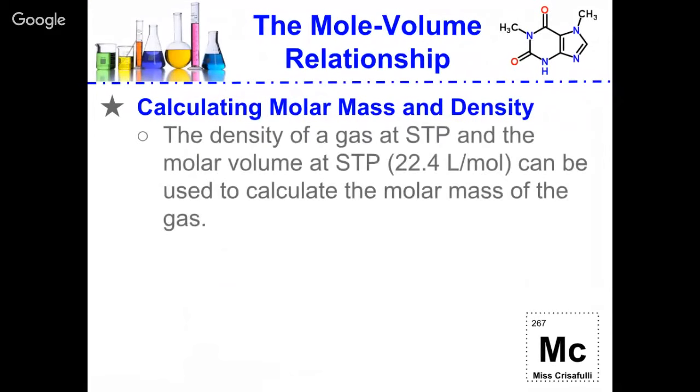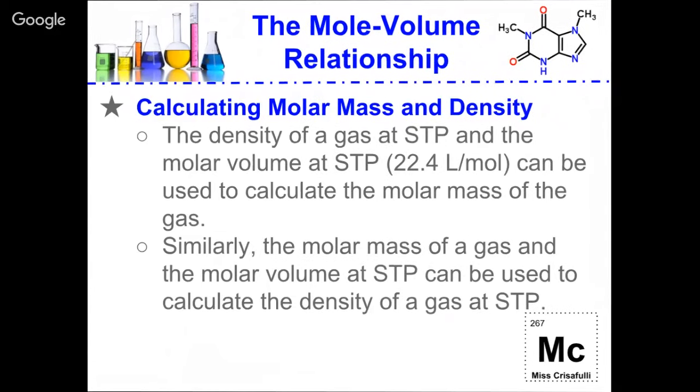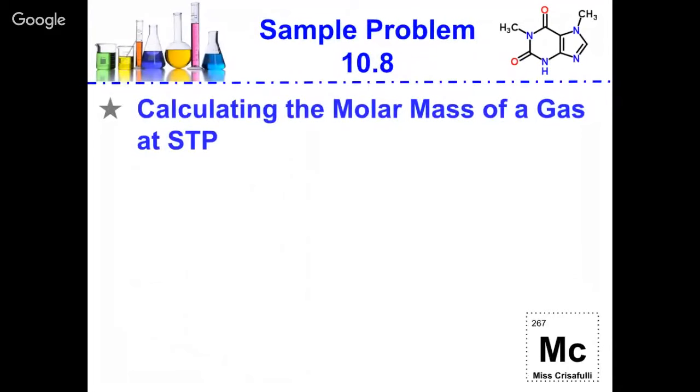So the density of a gas at STP and the molar volume of a gas can be used to calculate the molar mass of a gas. The molar mass of a gas and the molar volume at STP can be used to calculate density. So let's look at an example problem. Let's calculate the molar mass of a gas at STP.